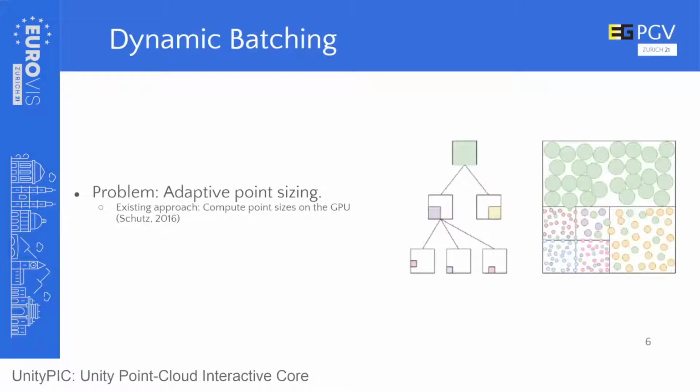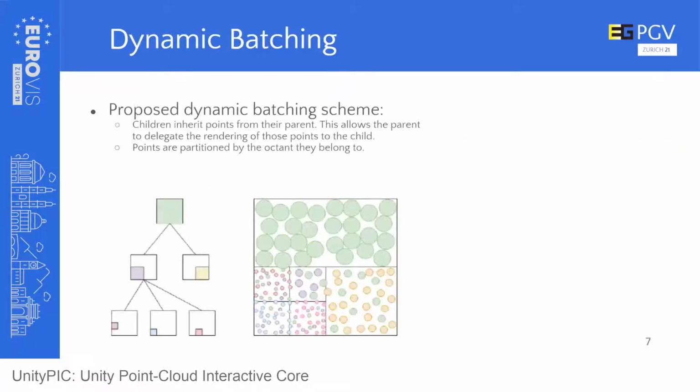The only solution in this case is to compute the point sizes on the fly. As mentioned previously, Potree's approach was to upload the hierarchy information to the GPU and then compute the point sizes in the vertex shader by traversing that hierarchy. Our proposed approach is to allow points to inherit points from its ancestors.